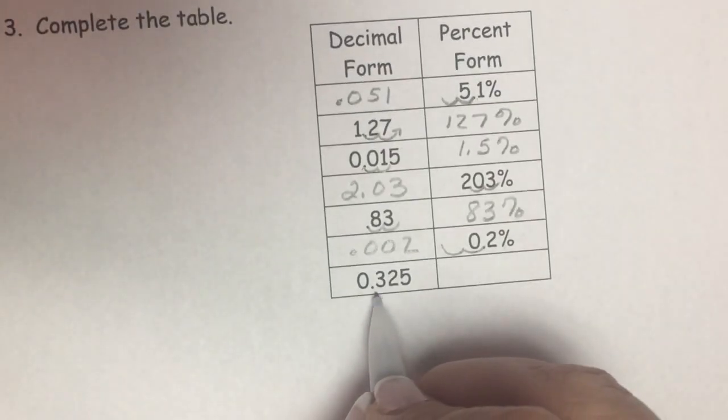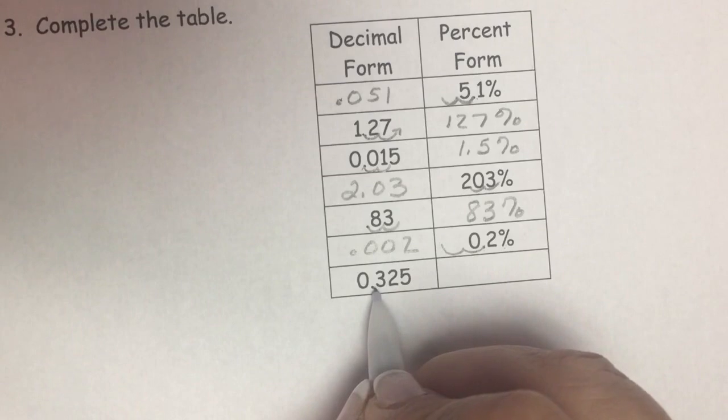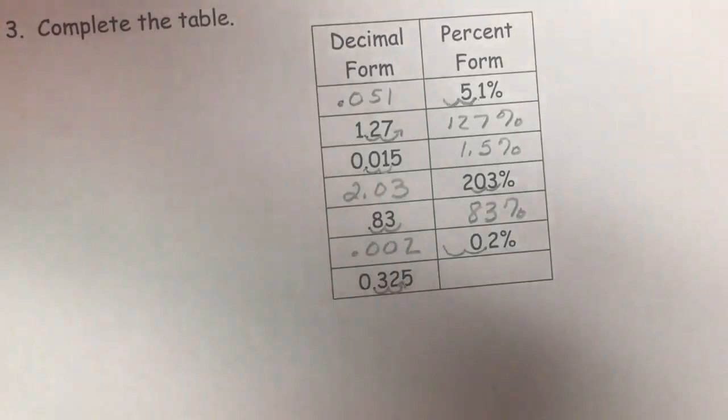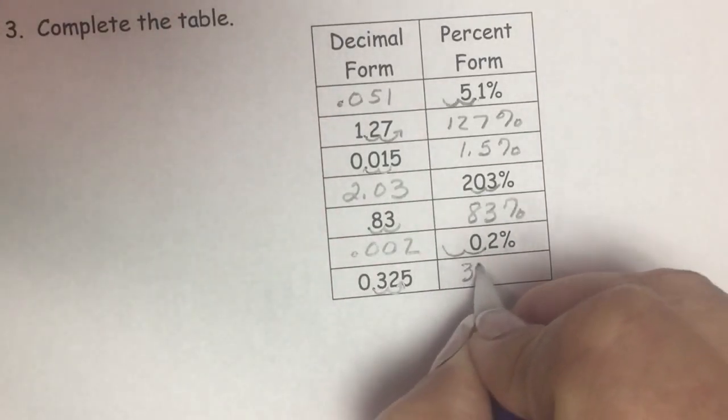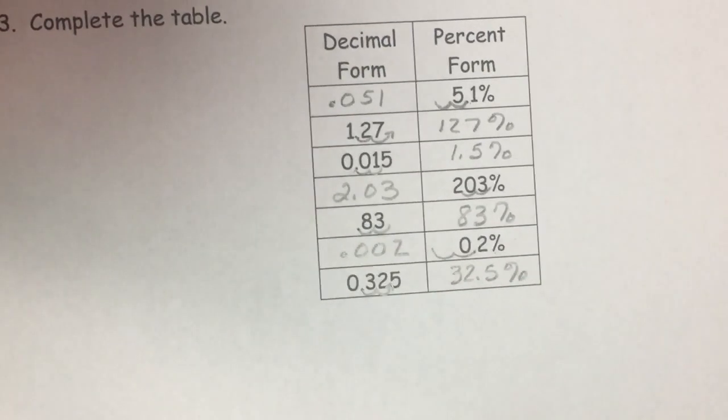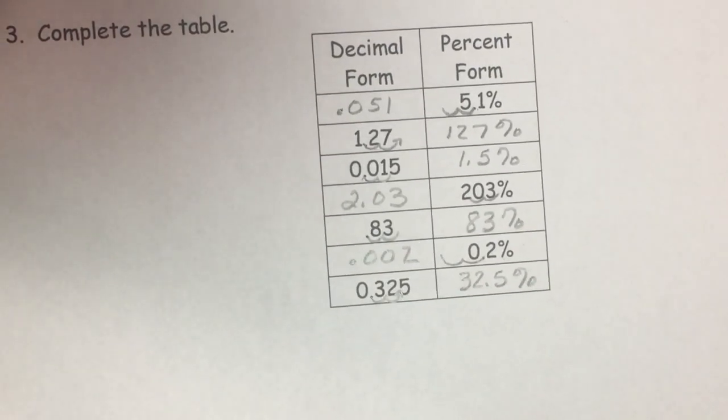And then this one, 0.325, it's a decimal. There's no percent sign, so it's a decimal. I move it 2 places to the right, and it would be 32.5%. So I hope you can agree that decimal to a percent is fairly simple.